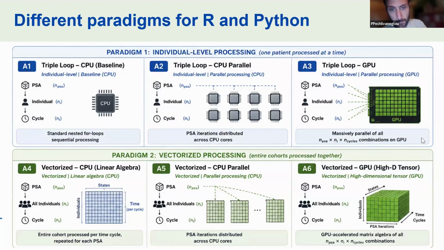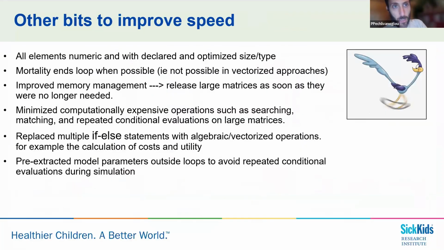You can do that vectorization through parallel processing over PSA level. So across different PSAs, you send a different PSA to a different CPU, or you do the same with a GPU. You send a different PSA to a different GPU core if you want to. Now, GPUs have thousands of cores, so we tested to understand which one has a relative efficiency. We did some other things to improve speed. So we made sure that all elements in the code were of numeric form when possible and declared and optimized their size and type.